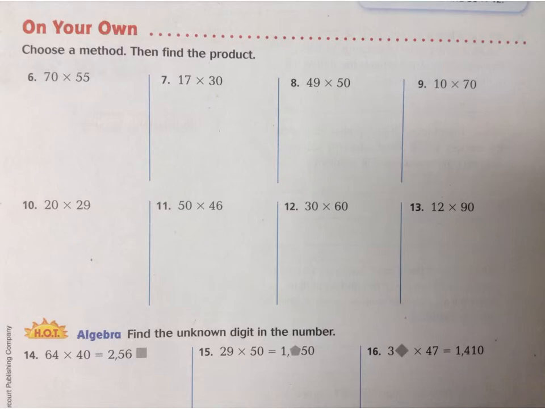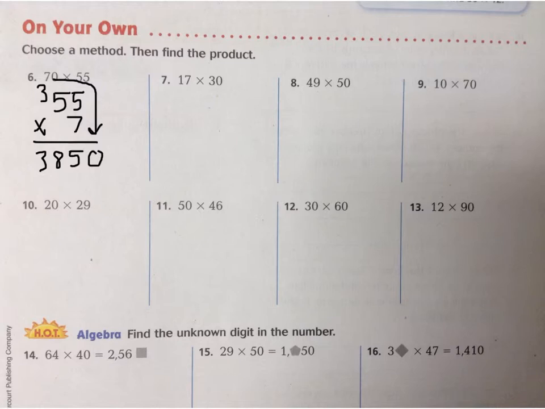So the first example we have is 55 times 70. So we're going to rewrite 55 times 7. 5 times 7 is 35, so I put my 5, I carry my 3. 5 times 7 again is 35, plus 3 more is 38. And since I have a 0, I put a 0 right in there. And that's pretty simple. Let's try number 7 now.